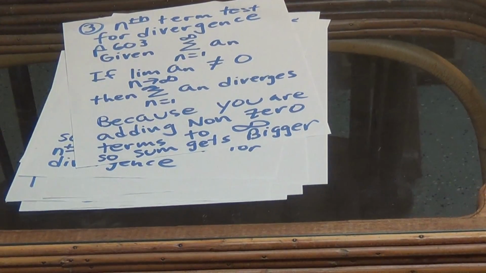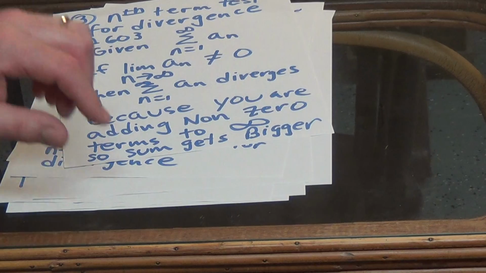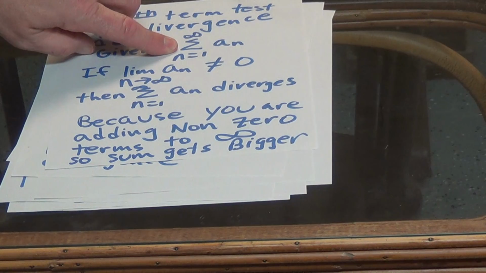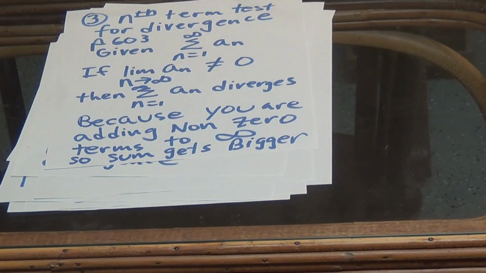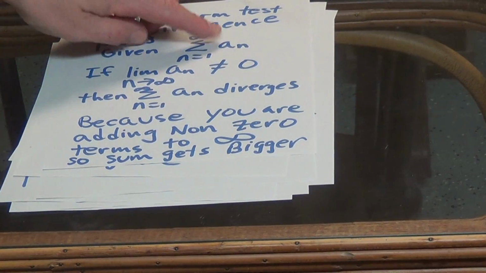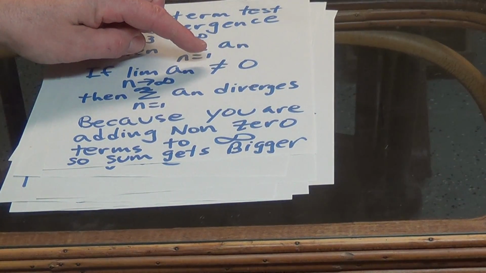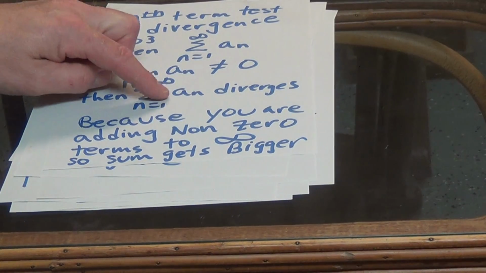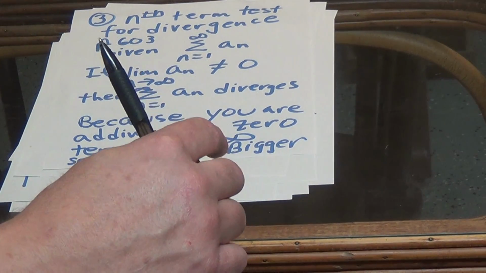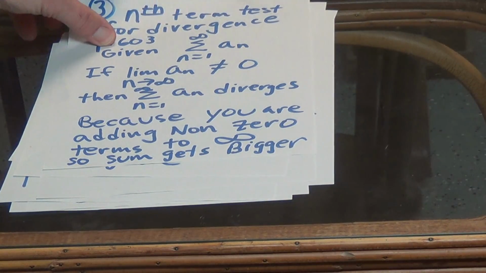Okay, number 3, the third important thing in 9.2 was called the nth term test for divergence. On page 603 at the bottom, if you're given a sum of one of these, an infinite series, then if you take the limit of those terms as n approaches infinity, and you can show that that limit is not 0, then the sum of those terms must diverge, because you are adding non-zero numbers to infinity. Adding non-zero numbers makes the sum bigger, bigger, bigger, and diverges.